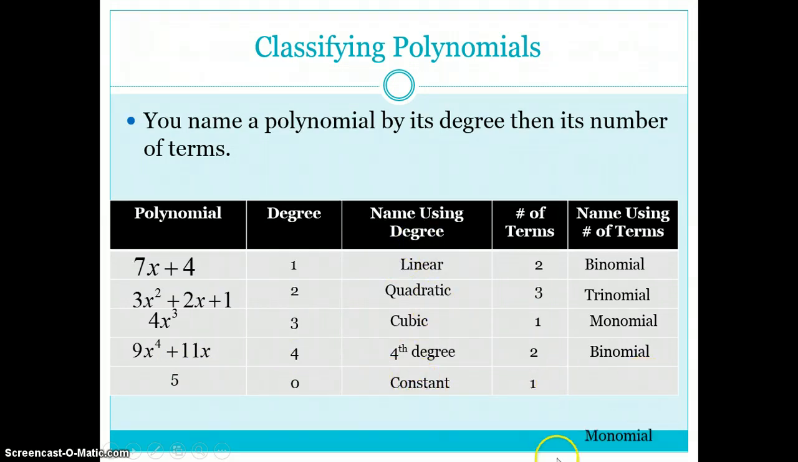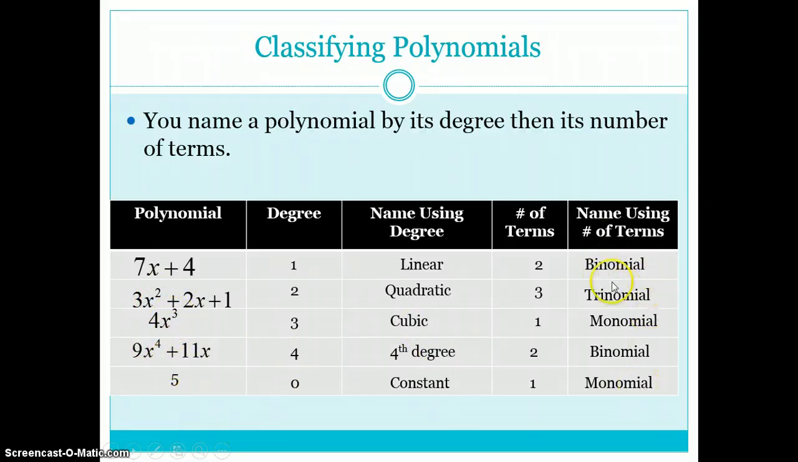There's 1 term, so it's a monomial. And we just call these constants, or a constant monomial. All right? Again, look at the chart. It's pretty straightforward. You need to know what linear is. You need to know what quadratic is. You need to know what cubic is. And after cubic, the degree is just 4th degree, 5th degree, 6th degree, 7th degree.